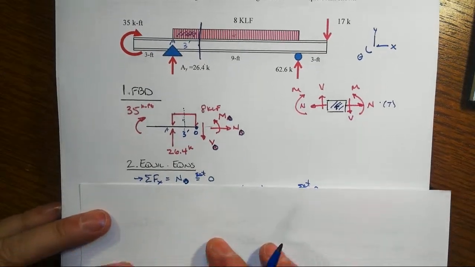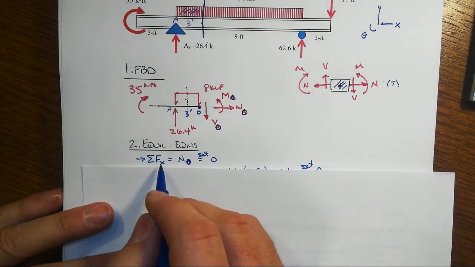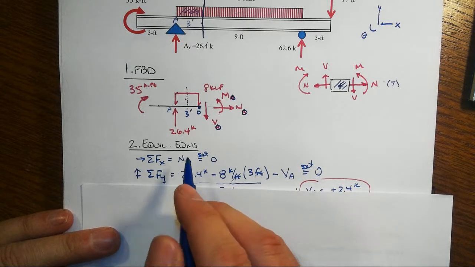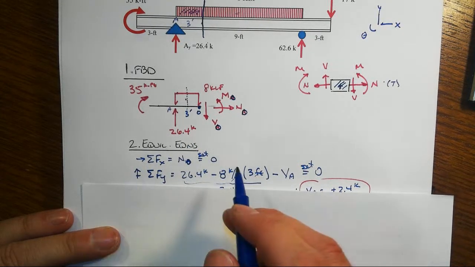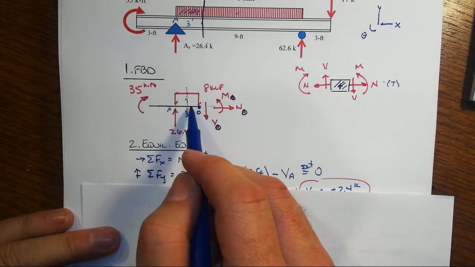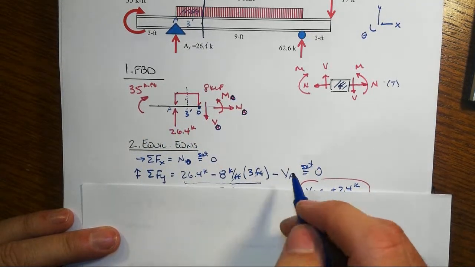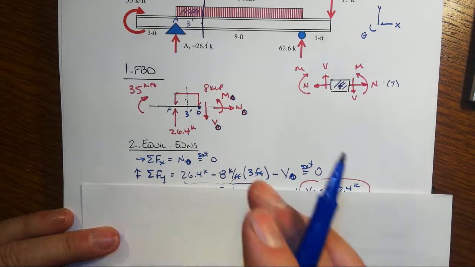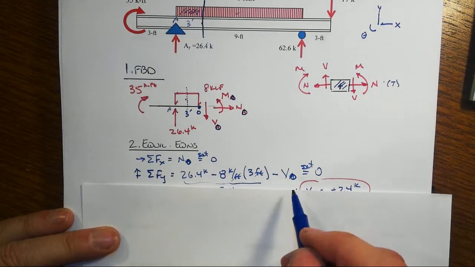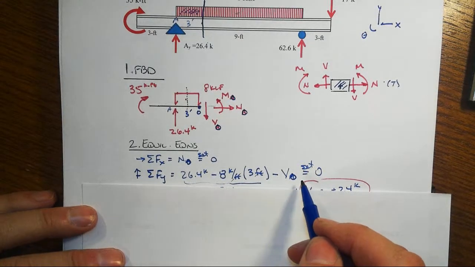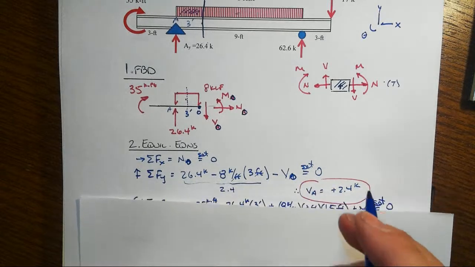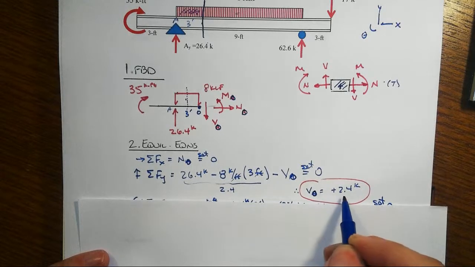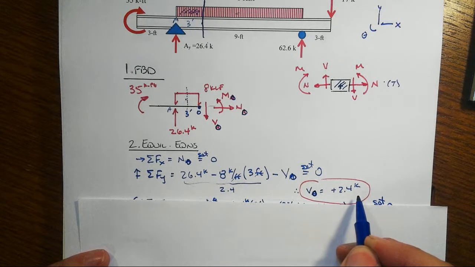The x direction is easy. There's only one force in the x direction, so sum of forces in the x, N0, has to be equal to 0. Sum of forces in the y, 26.4 going up. I took for the equation upwards positive, minus 8 kips per foot times 3 feet. That's going downwards, so negative. And then the shear on the free body diagram is going downwards. Even though it's positive internal shear, it's negative in the equation. Right? You got to keep those things separate. And so minus V0 equals, and then all of that equals 0.